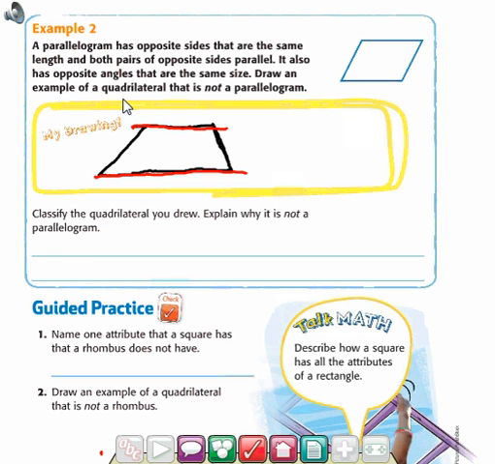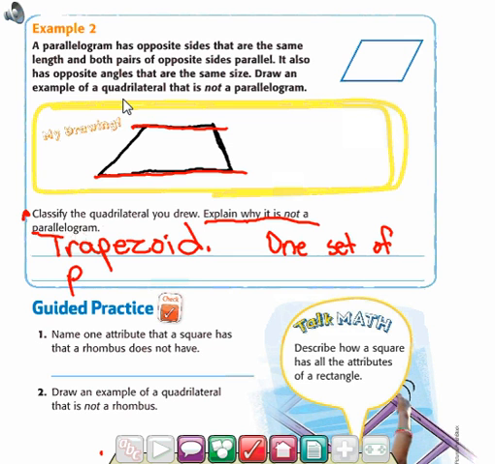Now we have to classify the quadrilateral, and we know that it is a trapezoid. So let's go ahead and put that word trapezoid in there. We need to explain why it is not a parallelogram. Well, we found out earlier that it has one set of parallel lines. Only one set of parallel lines.